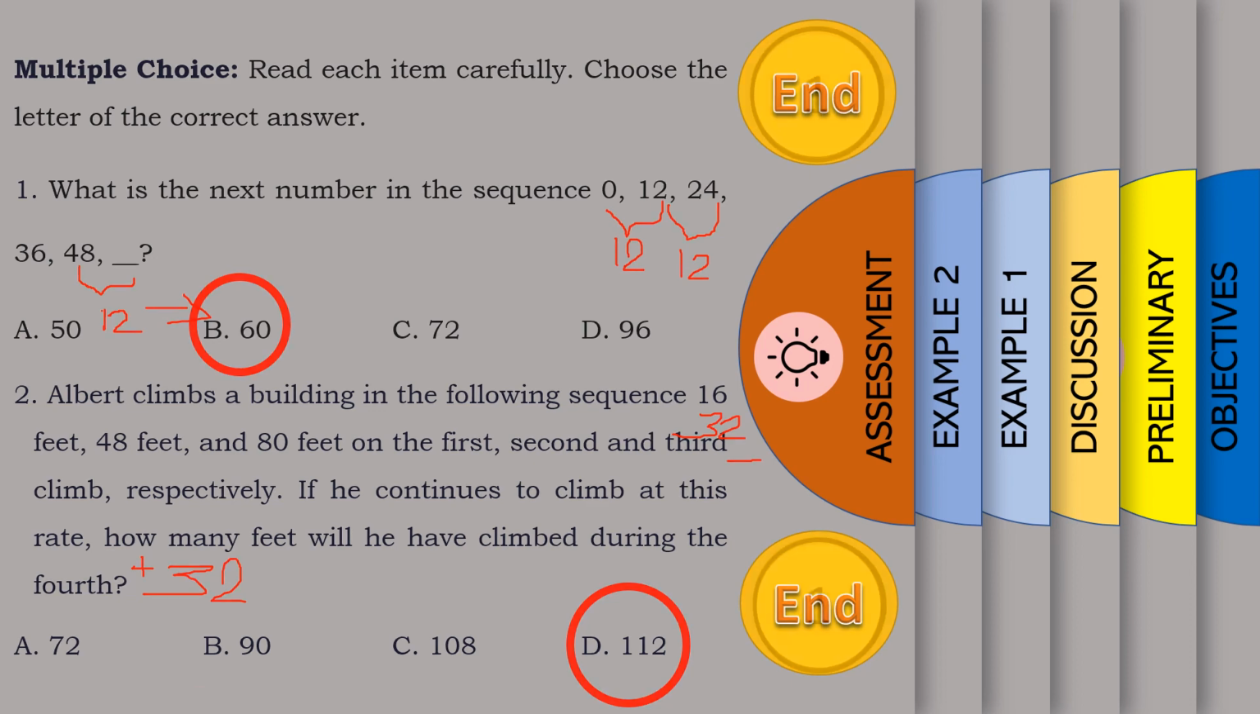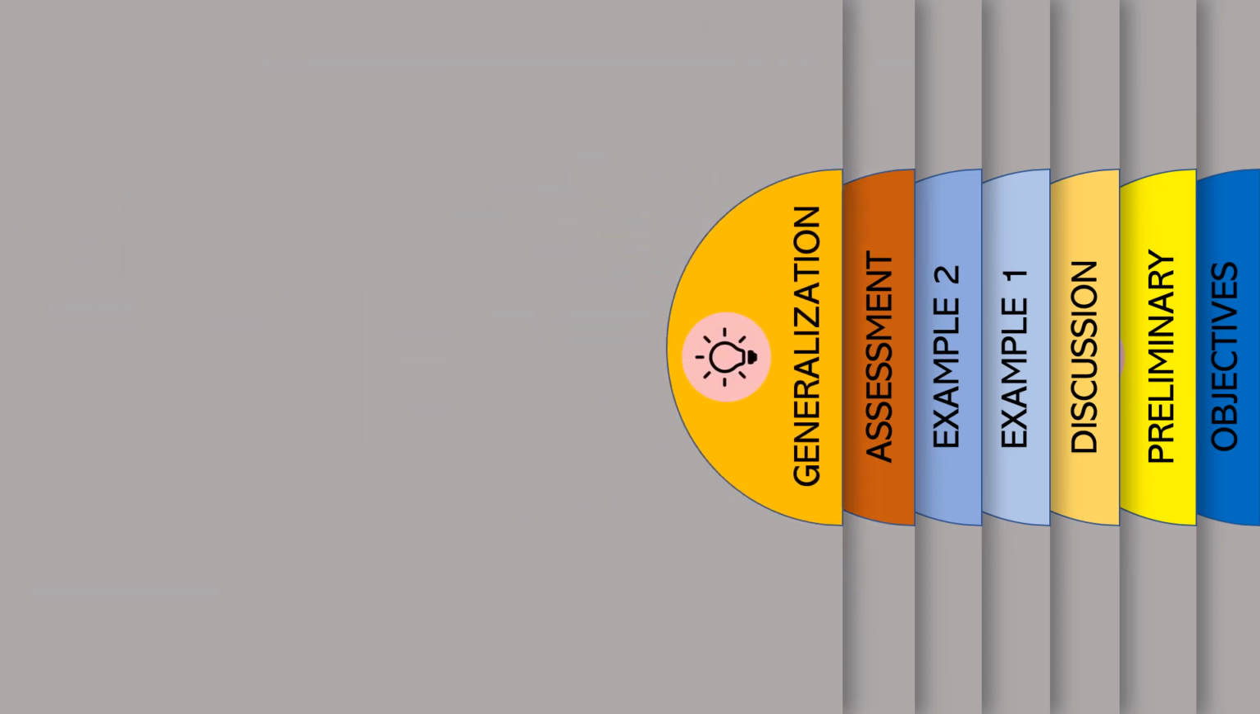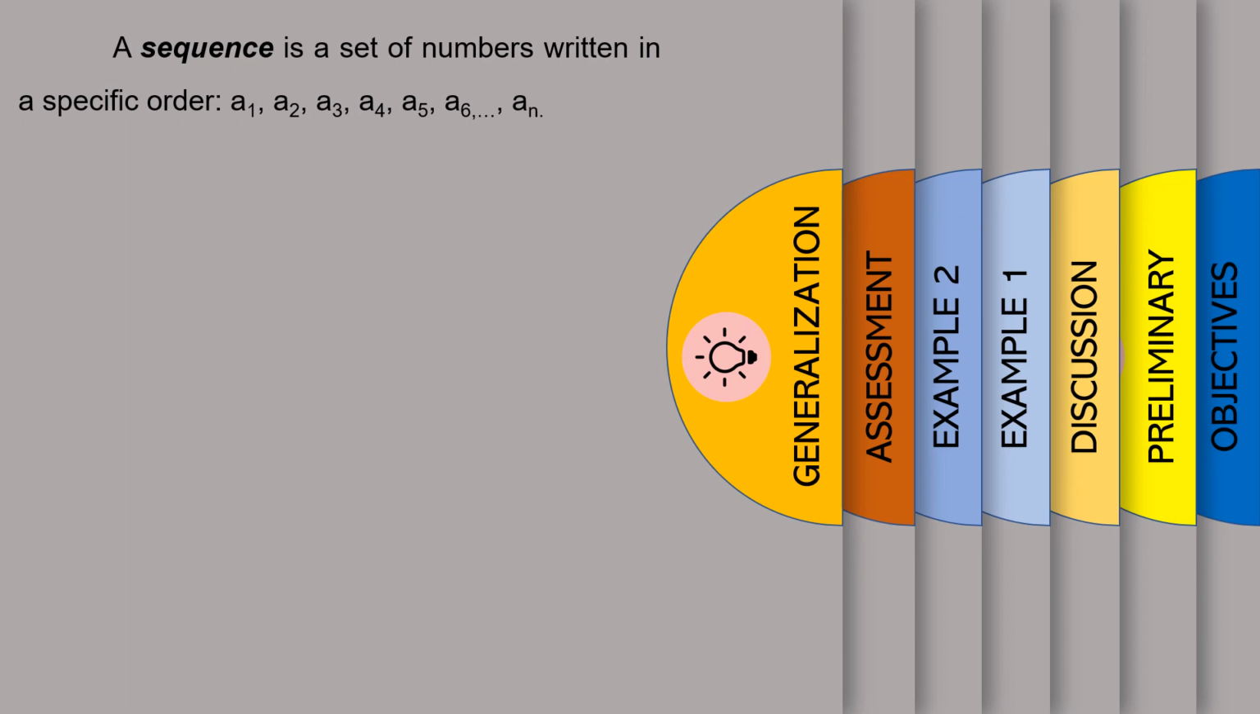And before we end up this video tutorial, let's have first a wrap up, a generalization of what we have discussed in this lesson. Okay, again, a sequence is a set of numbers written in specific order. You have a sub 1, a sub 2, a sub 3, a sub 4, a sub 5, a sub 6, up to a sub n. Ito yung magiging last term natin, yung end term natin dyan. So, nakadepende kung hanggang saan nyo ipapasolve at ikukuning set numbers in the given sequence.